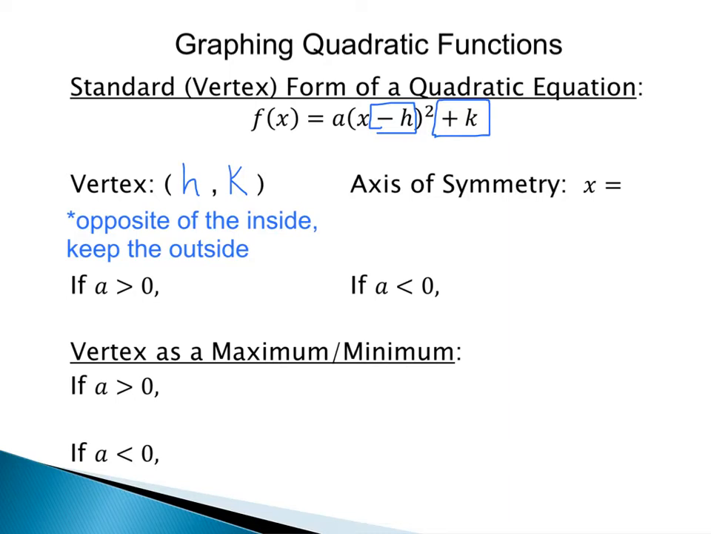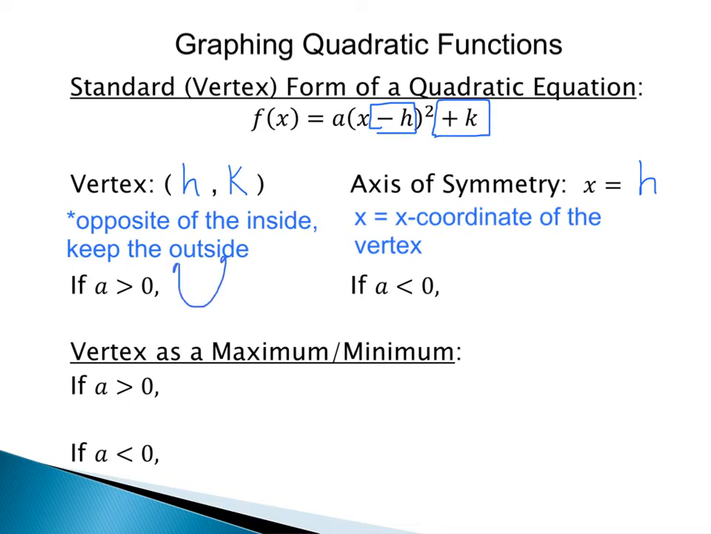Your axis of symmetry is always x equals whatever the x coordinate of your vertex is. So when it's in vertex form, the axis of symmetry would just be x equals h. Remember that when we're writing our axis of symmetry, it needs to be an equation, so it has to be x equals the number.